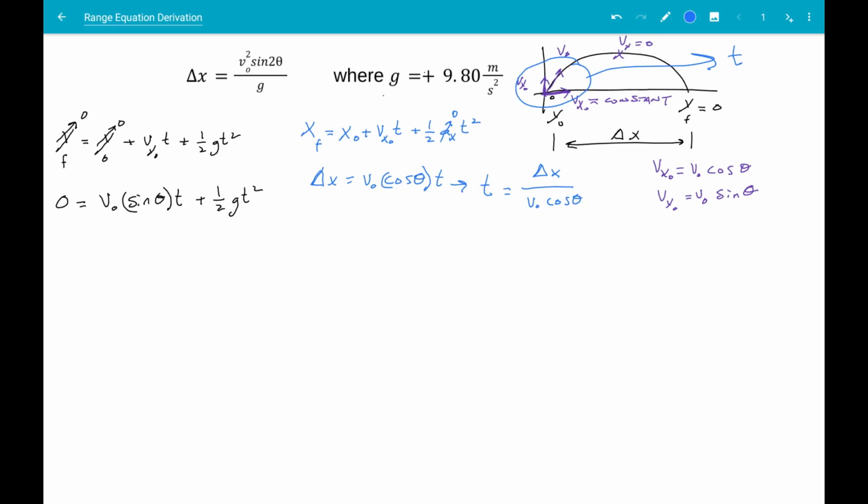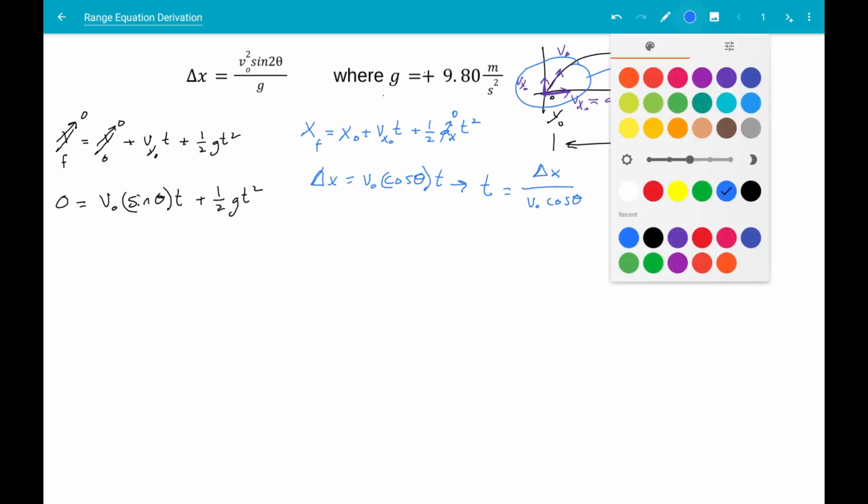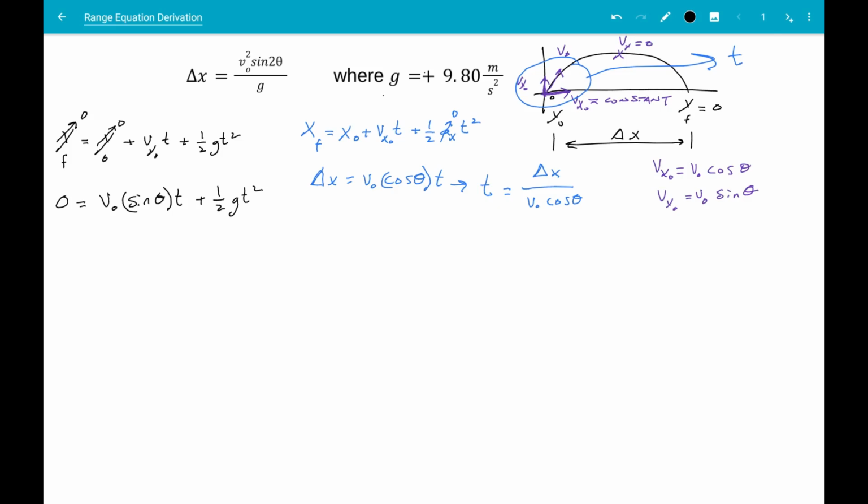Well, we can plug that in for the y direction, so let's do that. So 0 equals v naught, parentheses, sine theta. t is now delta x over v naught cosine theta. That looks good. So we've got a sine over cosine. That's like tangent. And the v naughts look like they're going to cancel. We'll tackle that in a moment. Let me put that in parentheses.